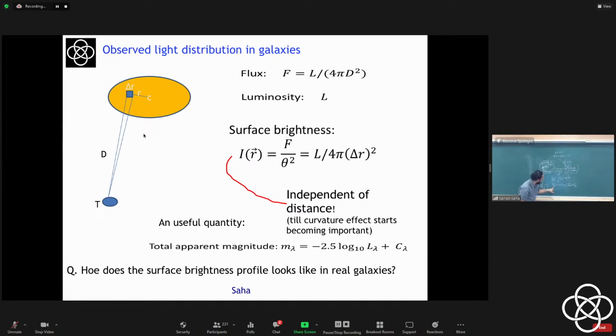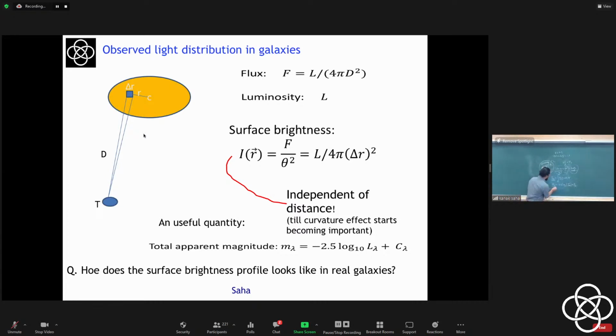So the apparent magnitude of the galaxy depends on the lambda. Now this is how you calculate the apparent magnitude. The higher the number, the fainter it is. For your curiosity, you should check what this number is for the sun. It will be interesting to look.